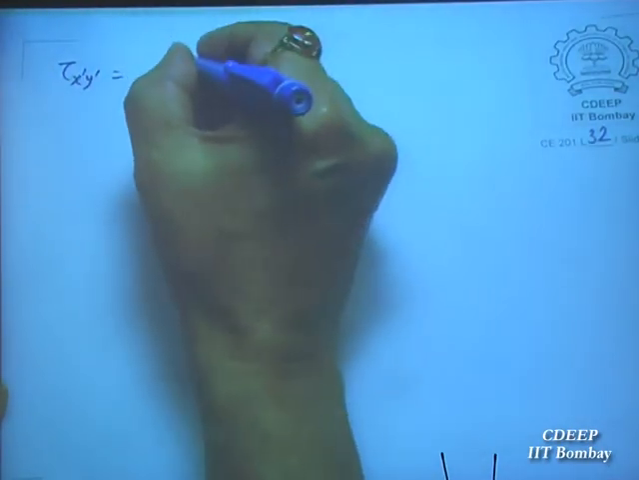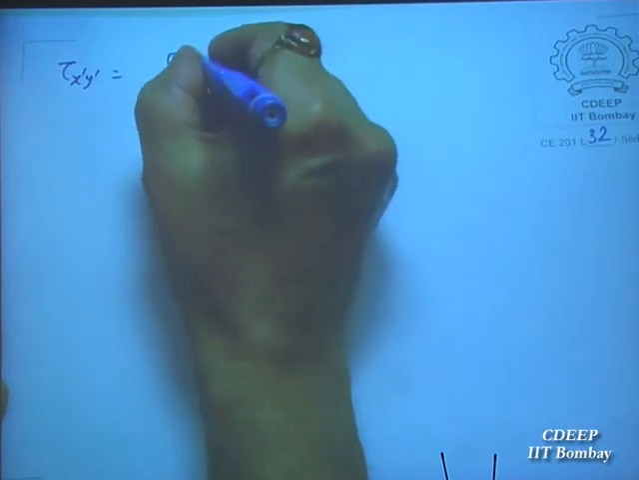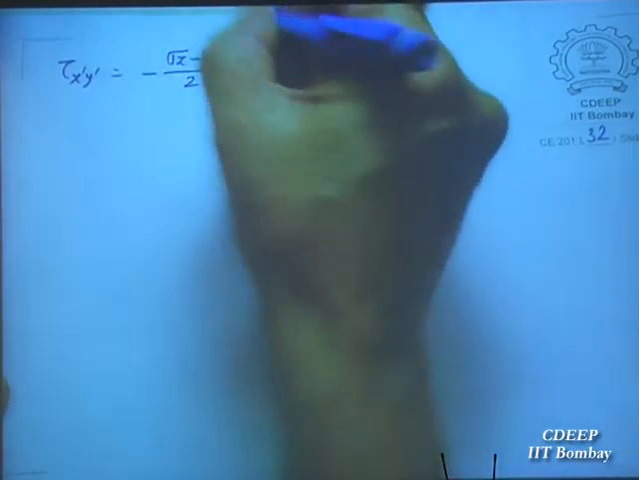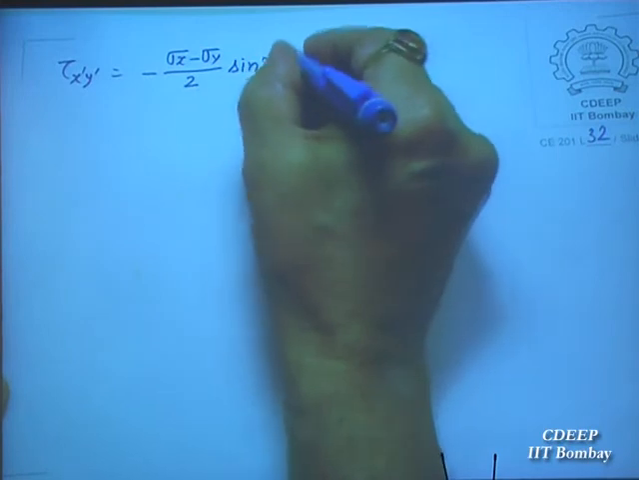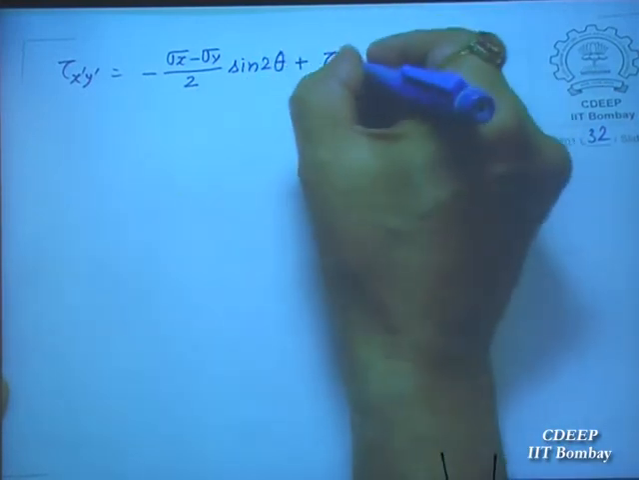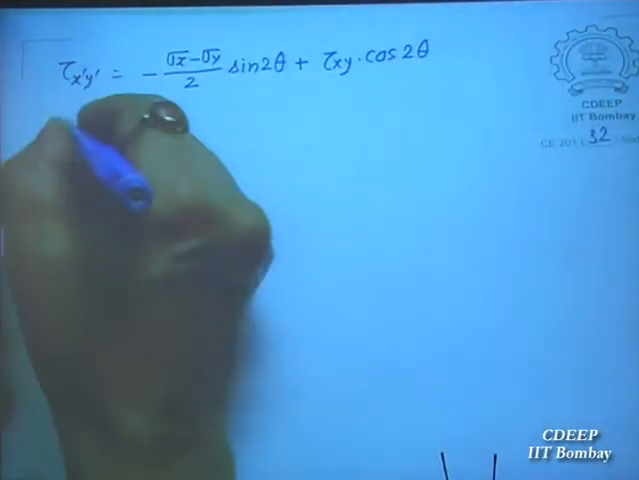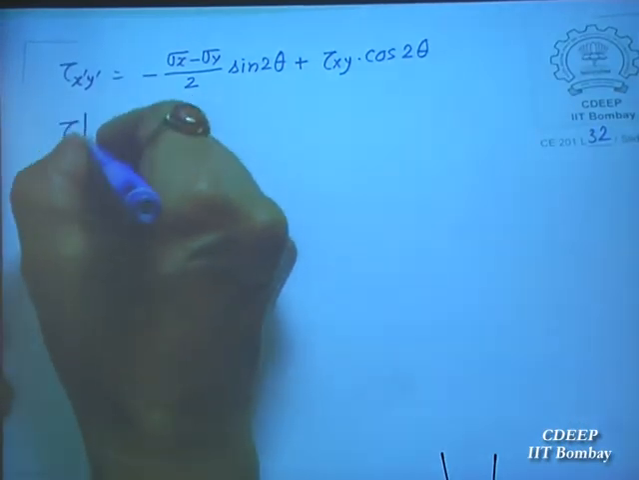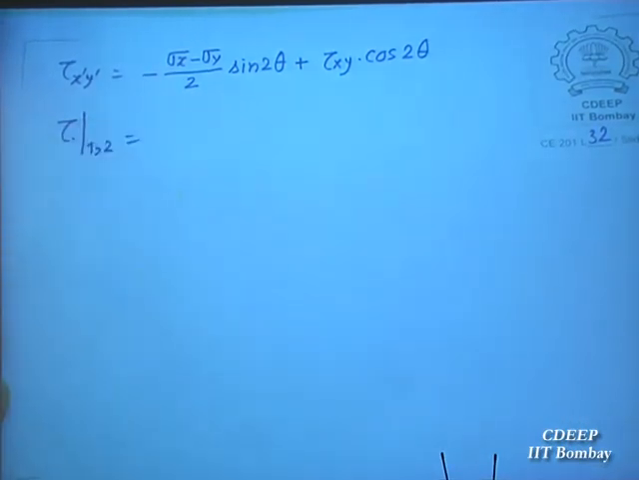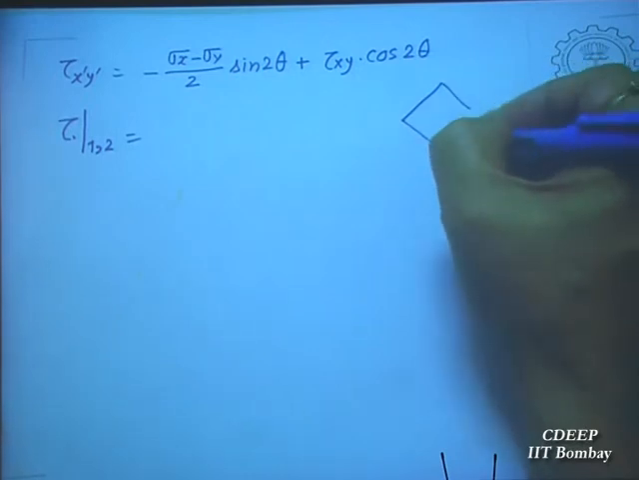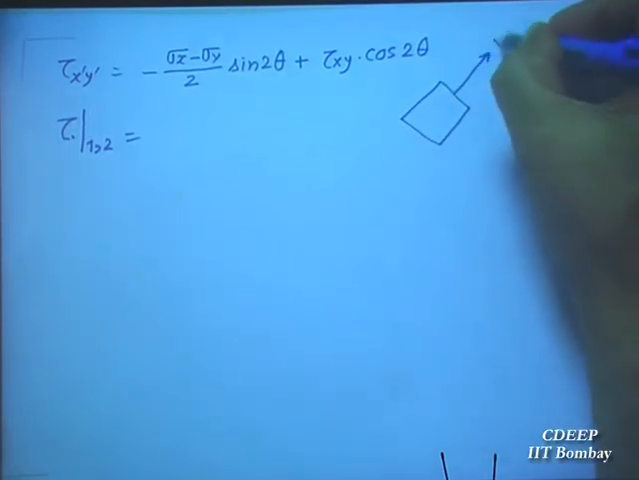So now shear stress is given by what? Minus sigma x minus sigma y by 2 times sine 2 theta plus tau xy cos 2 theta. So let us find out tau xy with reference to 1 and 2. You have found the 1 and 2 directions already. This is my principal, this is my 1 and this is 2.